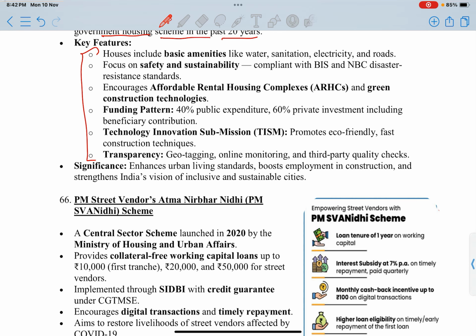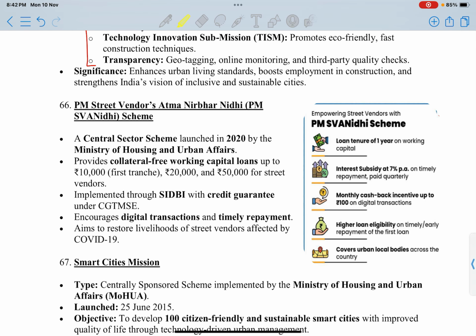Okay. Next, PM Street Vendor Atmanirbhar Nidhi, PM Swanidhi scheme. Again, this is very important. PM Swanidhi scheme. What is this? It is a central sector scheme. Provides collateral free working capital loans up to 10 lakhs, 10,000 first tranche, then 20,000, then 50,000 for street vendors. Implemented through SIDBI. Okay. Then encourage digital transaction and timely repayments.